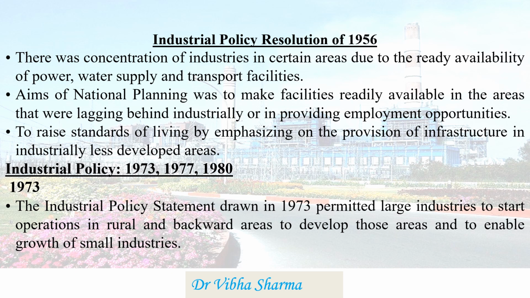Now I'll discuss the Industrial Policy Resolution 1973, 77 and 80. 1973. The industrial policy statement drawn in 1973 permitted large industries to start operations in rural and backward areas to develop those areas and to enable the growth of small industries.